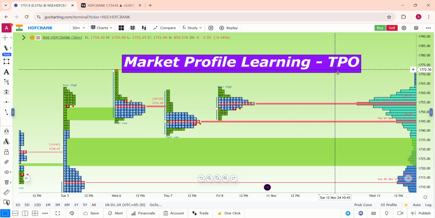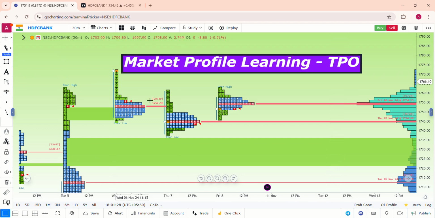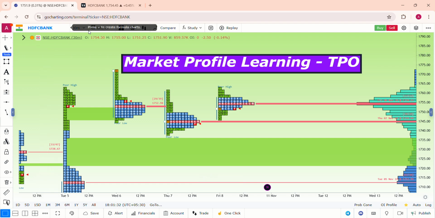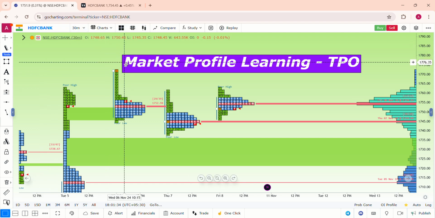So how are you able to see the TPOs in a market profile chart? I will tell you. This is HDFC Bank, and if you see, the 30 minutes time frame is the appropriate time frame for daily analysis, where 30 minute split-ups will give you a lot of information on where the market opens and how it reacts after the opening till its closure.